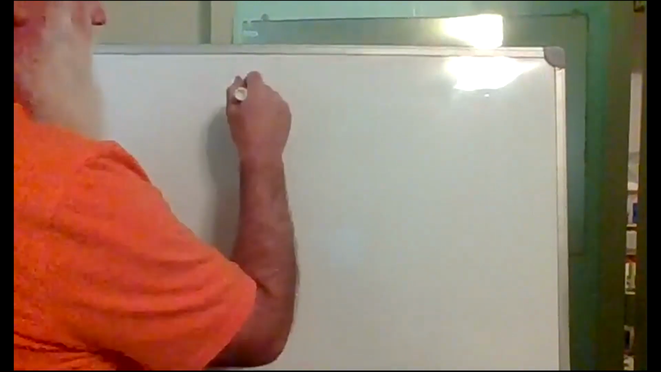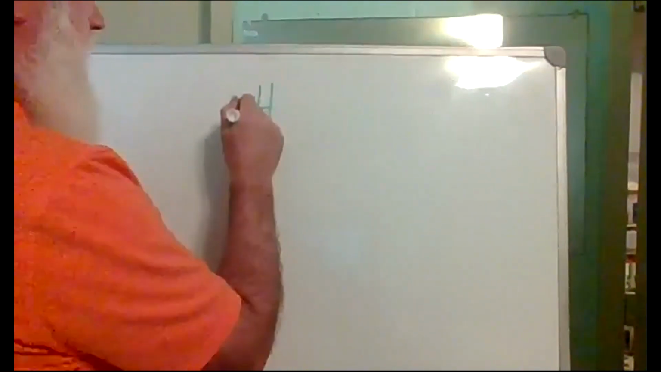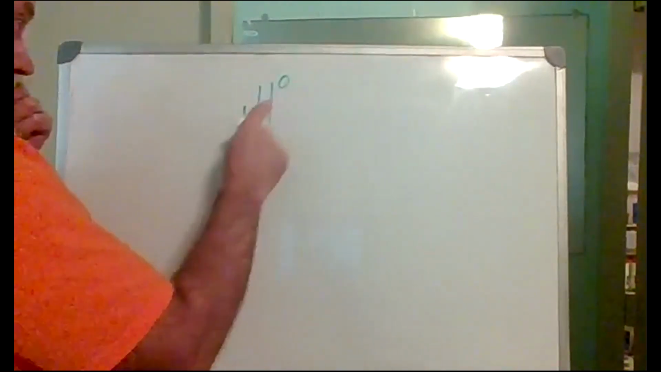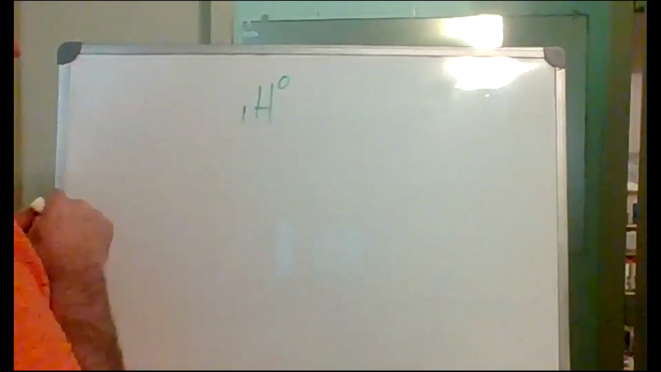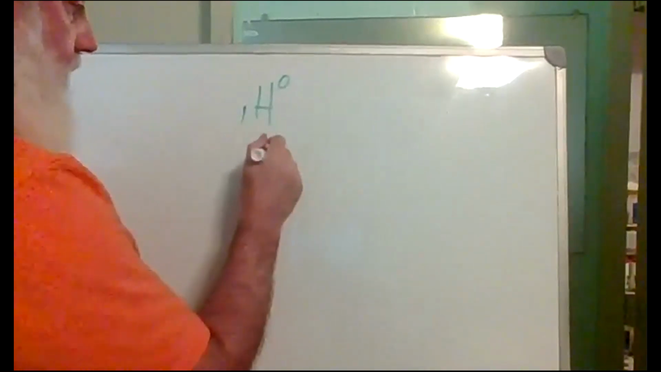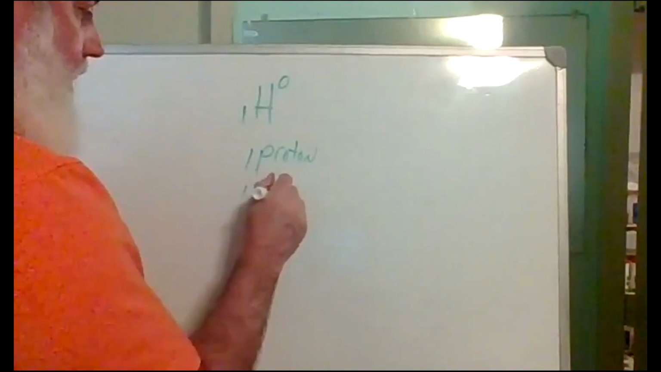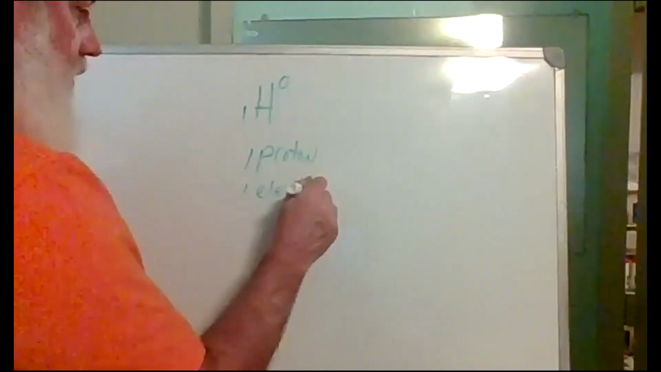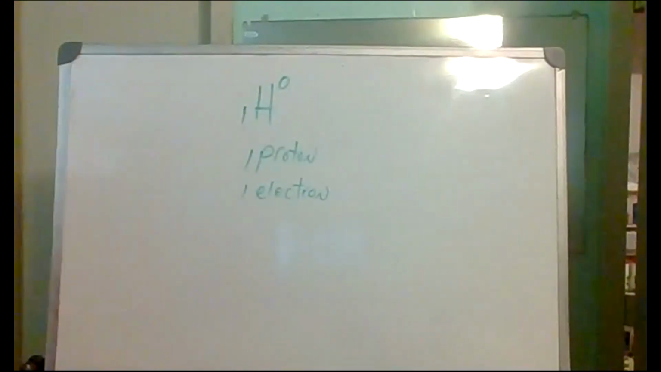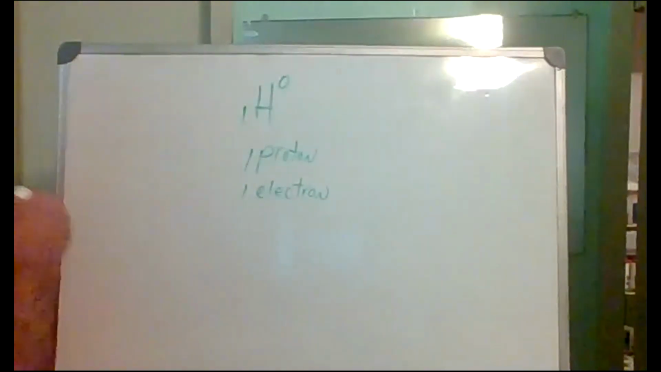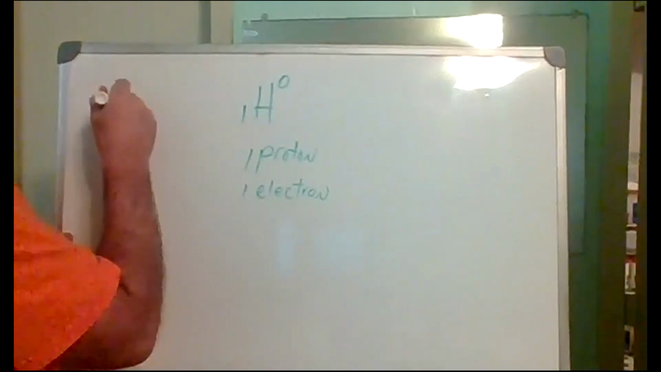So I can have a neutral hydrogen atom. Number of protons and the charge: this means 1 proton and 1 electron. Do we all agree on that? Now let's look at the hydrogen anion.